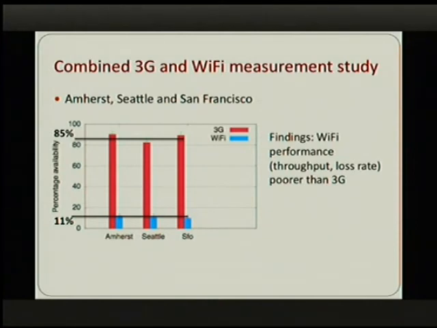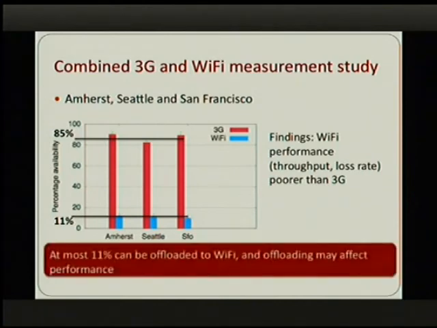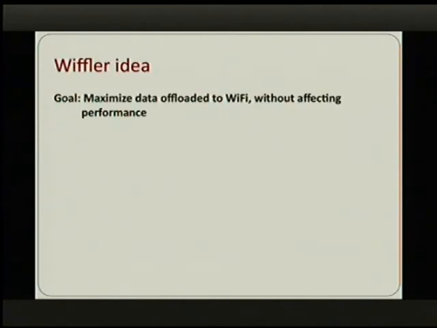So the result from this measurement study is that at most 11% of data can be offloaded to Wi-Fi because of its availability, and further offloading may affect performance because Wi-Fi performance can be poorer when you switch. So, based on this measurement study, we designed Wiffler.